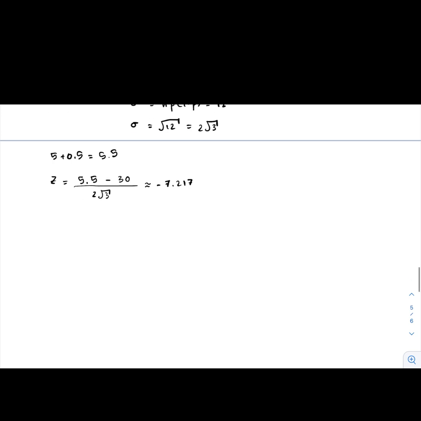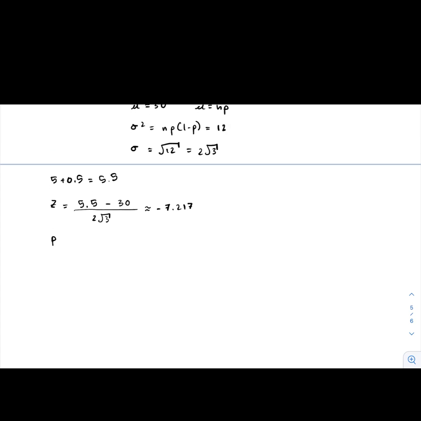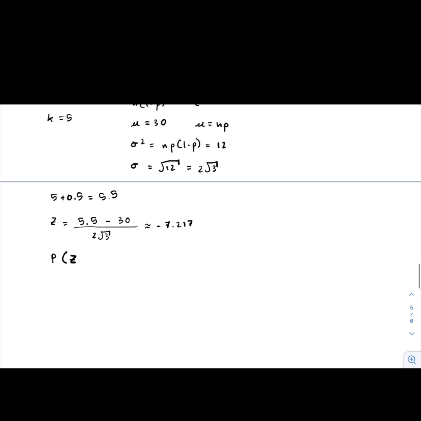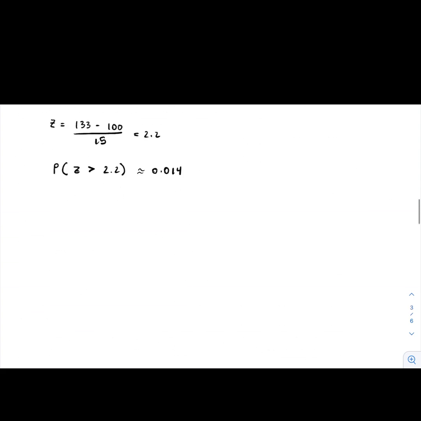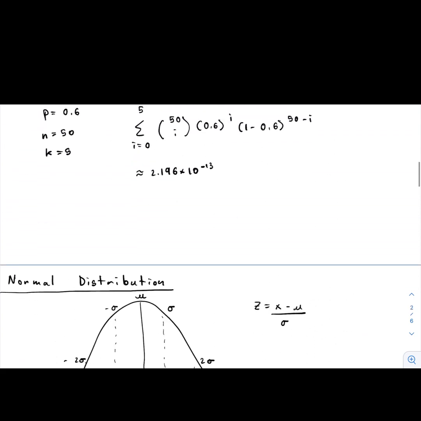And accordingly, we can again use our software tool to figure out the probability of z being less than negative 7.217. If we do that, this comes out to be about 2.660 times 10 to the negative 13th. And as a reminder, that's quite close to what we calculated before. Here it was 2.196 times 10 to the negative 13th.